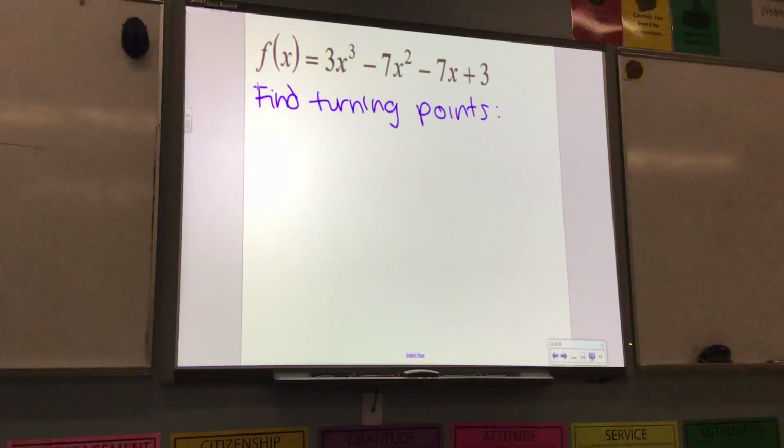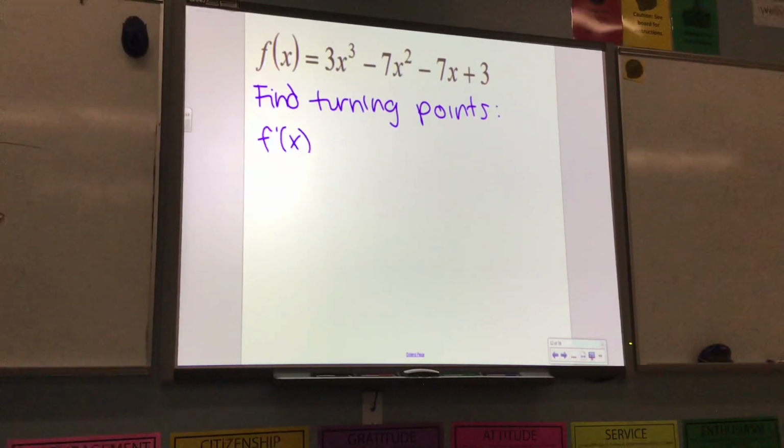So to find where my graph turns, this is where you have to find your derivative. You want to know where your slope is 0, because that's when my graph flattens out and goes the other direction. So we're going to apply the power rule to this equation. Okay, so that means my derivative of this, what is 3 times 3?